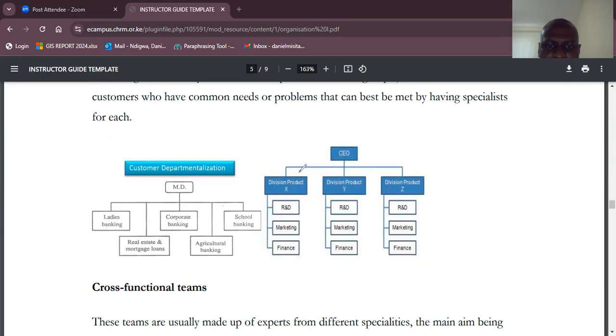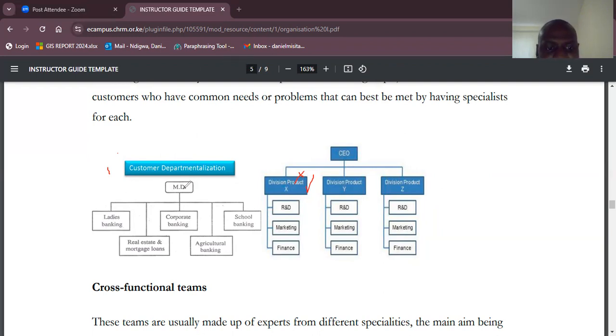So this is a product, this is product A. And in product A, we have other departments within that product A, where we have research and development, marketing, and finance. Then we also have another department here where it might be a school or another organization that has different departments.